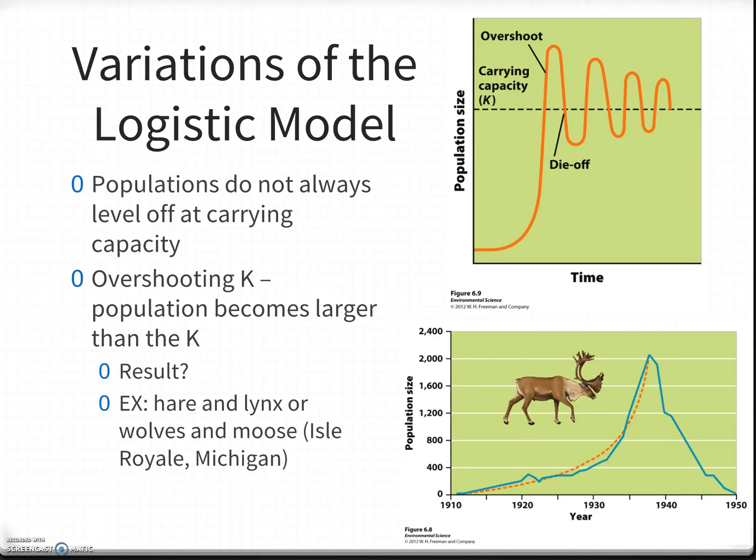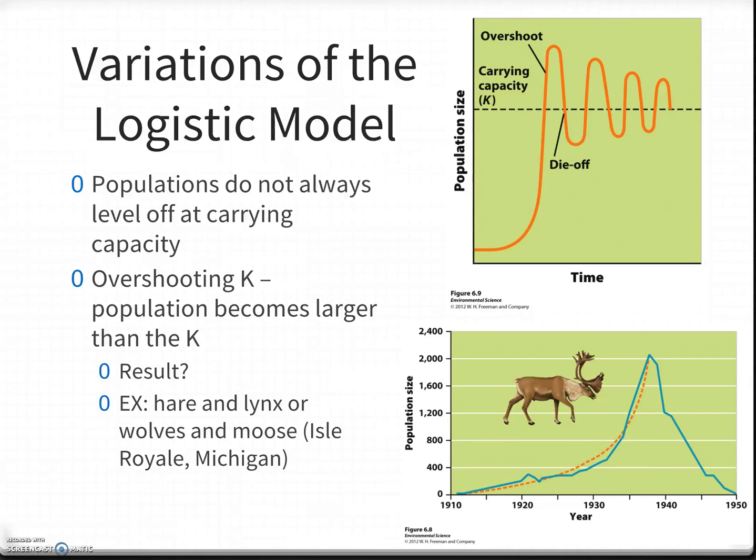And then another variation is of the logistic growth model. Populations don't always level off at the carrying capacity. So they don't always perfectly grow nice and slowly and then level off. They overshoot, which means they become larger than the carrying capacity, which then causes a die-off or a crash in the population. For example, many species mate in the fall or the winter when the food supply is plenty because they're coming off of the summer. And then when the young are born in the spring, that availability does not match the new population size, so it causes this rapid die-off.